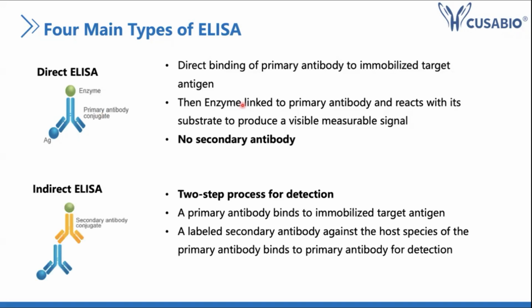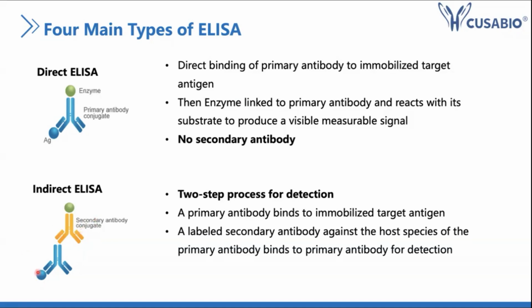Compared to it, we have another type, the indirect ELISA. Compared to the previous one, this is a two-step process, meaning that you need another conjugated secondary antibody to help produce the signal.